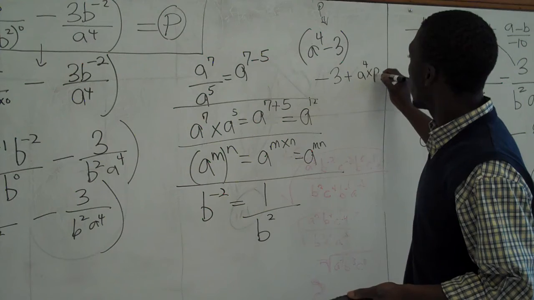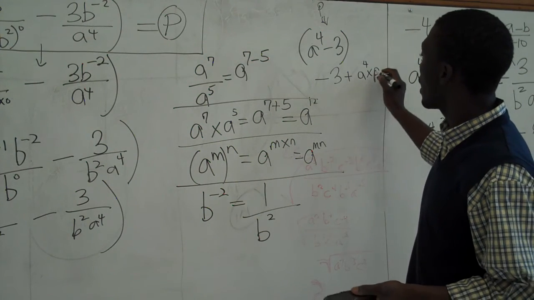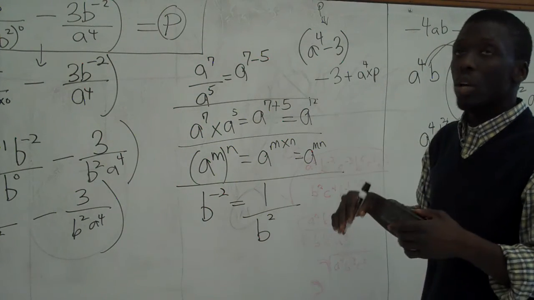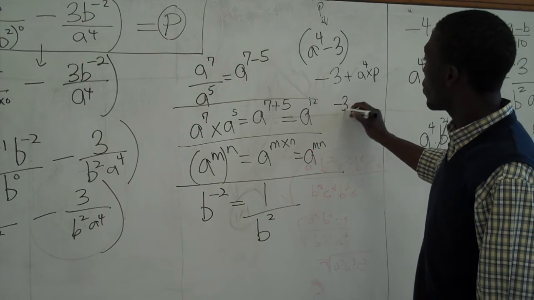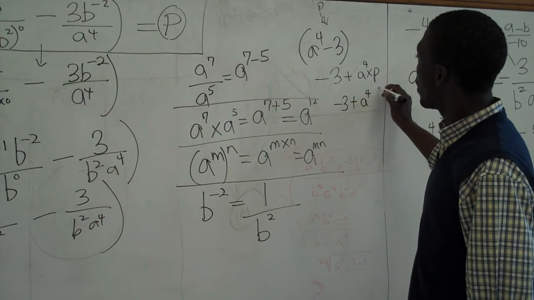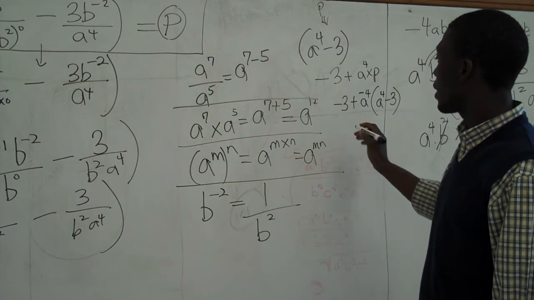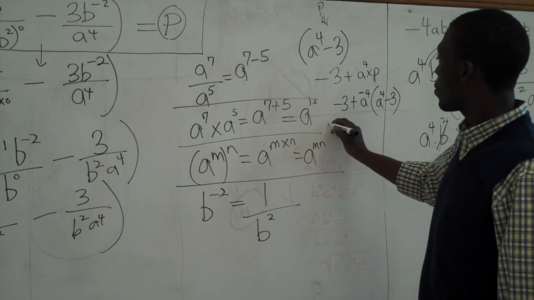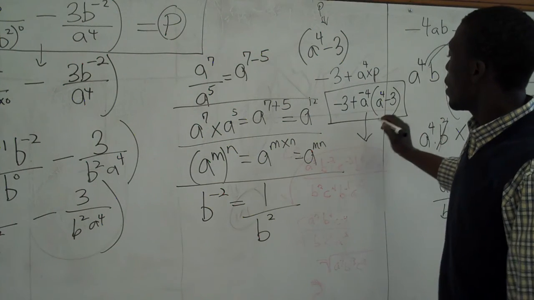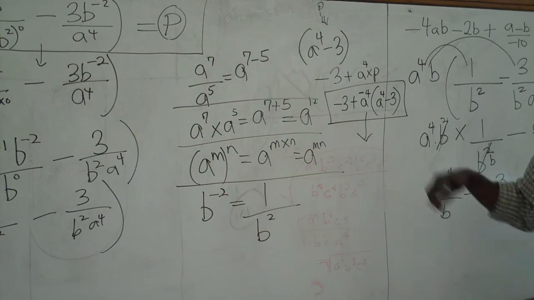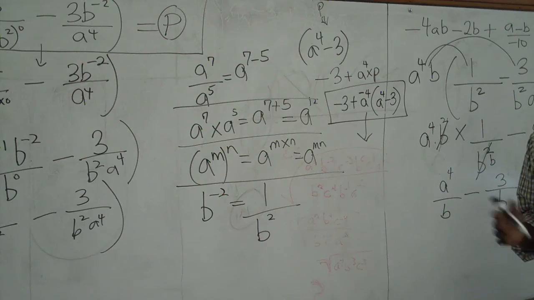So now we take this and we plug in a to the fourth minus 3. We plug that into this, so it becomes minus 3 plus a to the negative fourth times a to the fourth minus 3. And that is how you then simplify this. Everyone take note of this, and please simplify it and show me tomorrow. That's all we'll do for now.